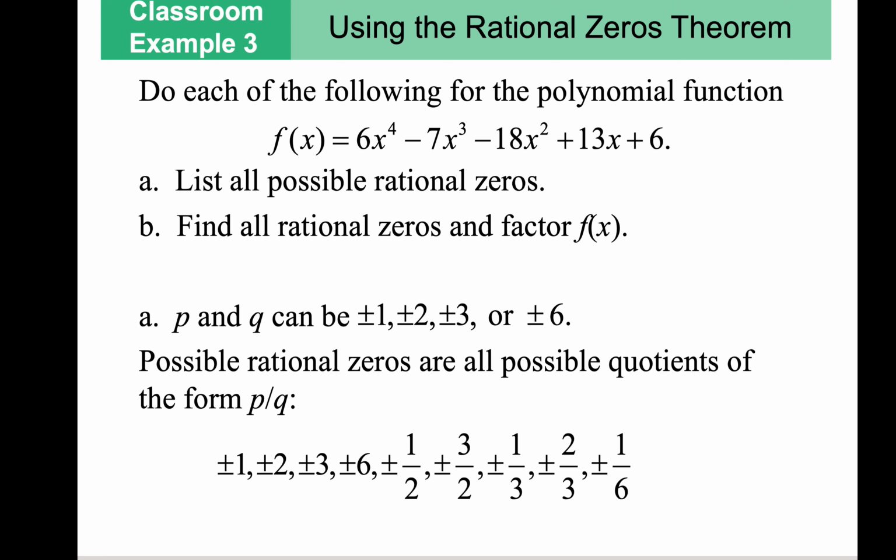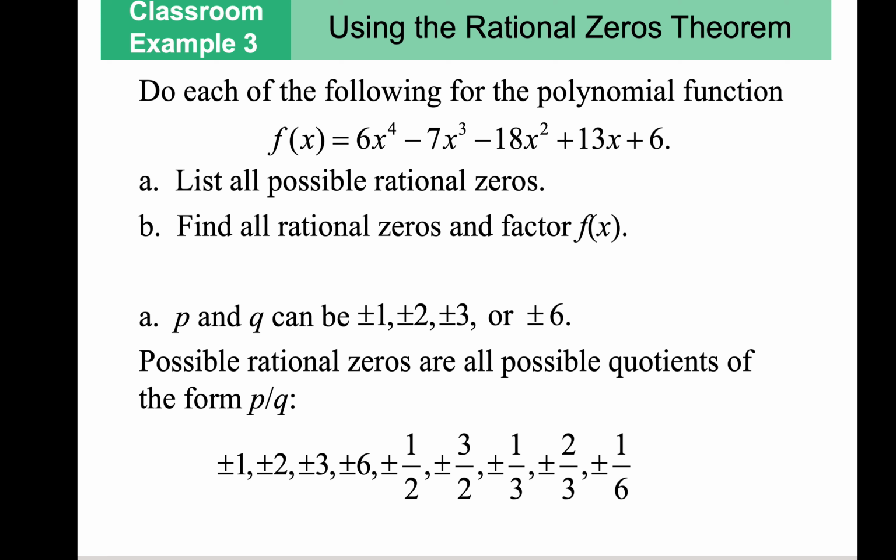So for this polynomial function, if I wanted to list all possible zeros, I would look at the leading term of 6 as well as the number 6 for my constant term. So P or Q are the factors of 6. So it would be 1 times 6, 2 times 3, 3 times 2, 6 times 1. It could be negative numbers, so negative 1 times negative 6, negative 2 times negative 3.